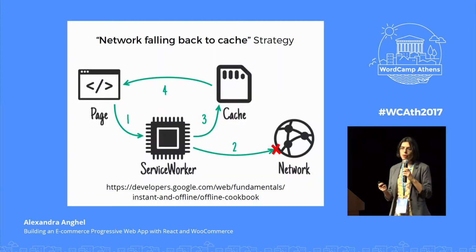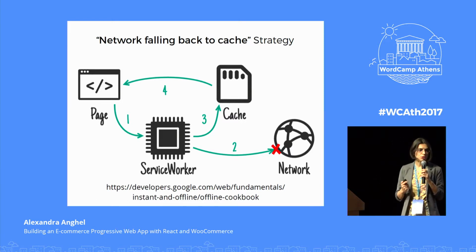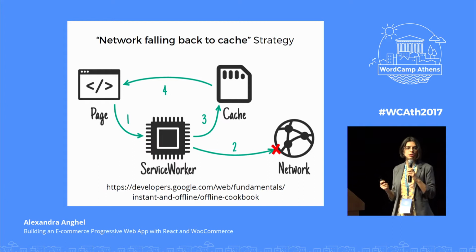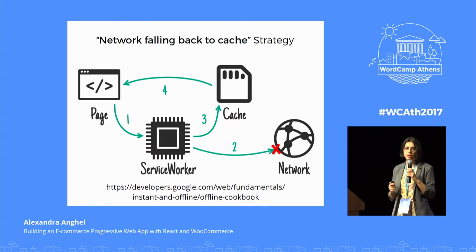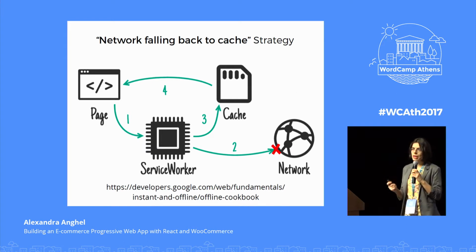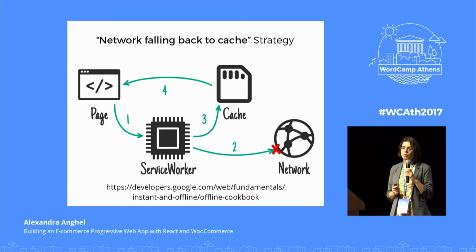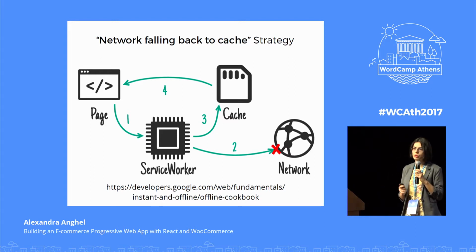This is an example of such a strategy called network falling back to cache. And this one is really useful for caching resources that update often, such as articles, social media timelines, avatars, and so on. Caching the application files also has incredible benefits even when the user has a network connection, because the application will load so much faster.